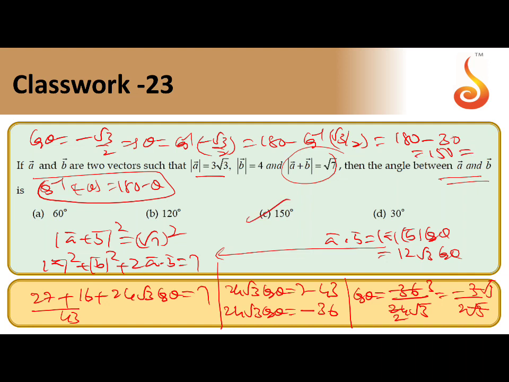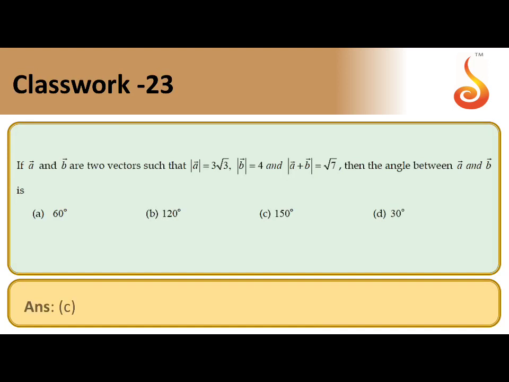First what I did: a plus b whole square, a square plus b square plus 2 a dot b equal to 7. Find a dot b separately, modulus a modulus b cos theta. So 4 into 3 root 3 is 12 root 3 cos theta, that is a dot b. Now a dot b into 2 is 24 root 3 cos theta equals minus 36 after simplifying. Therefore cos theta equal to minus root 3 by 2. So cos theta is negative, theta is 150, because the second quadrant is negative. So the option is B or C. Root 3 by 2 means 180 minus 30. Option C is the right answer. Clear? Check the answer. Option C is the right answer.